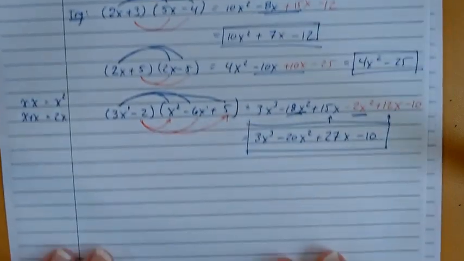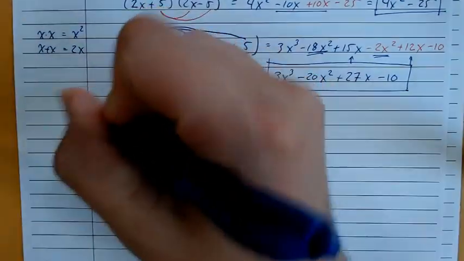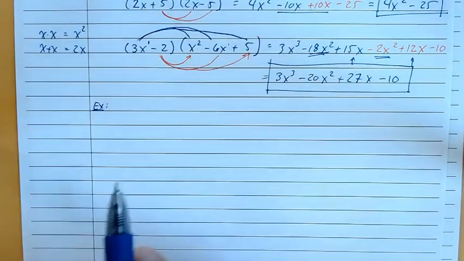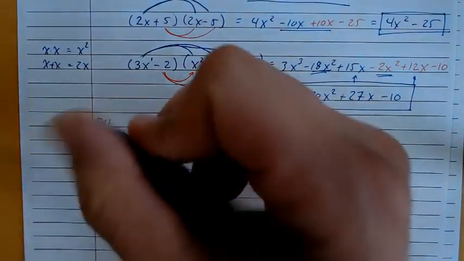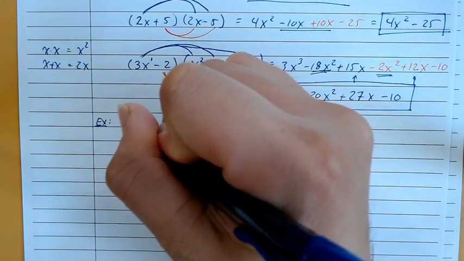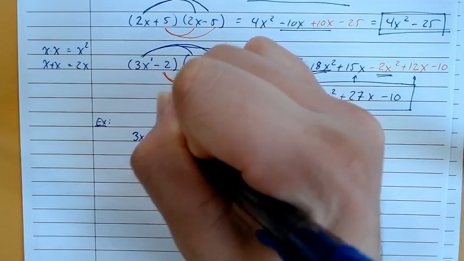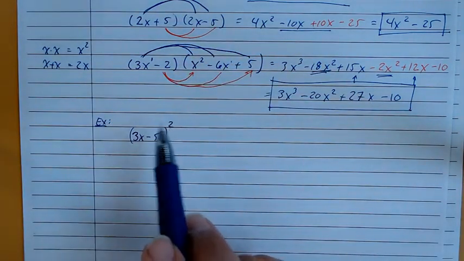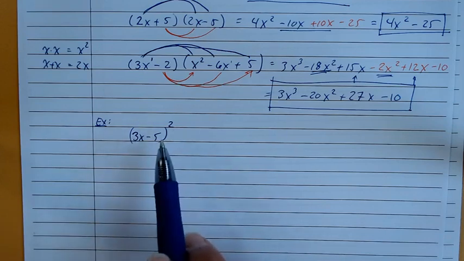Okay. Finally, the last thing we want to look at is one specific kind of notation that is still the same thing as multiplication, but it looks just a little different. And that's what happens when you square something. Let's say I have 3x minus 5, and I'm going to square it. Well, squaring means multiply it times itself.